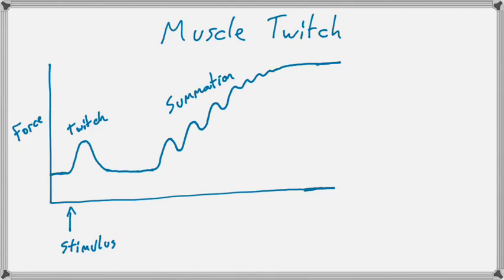And at the top, when the muscle is completely just smoothed out, you can't get any more out of it, that's called tetanus. Now, not the disease tetanus, but that just means muscle tetanus when they're fully contracted.